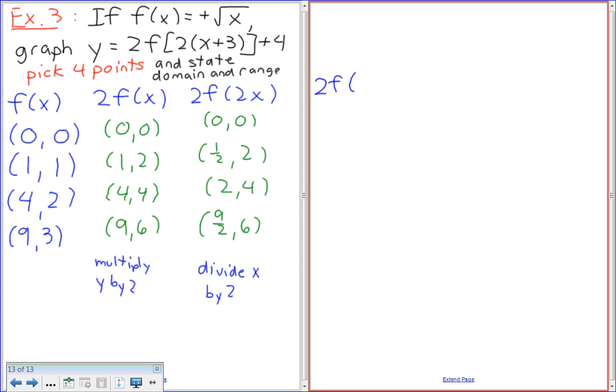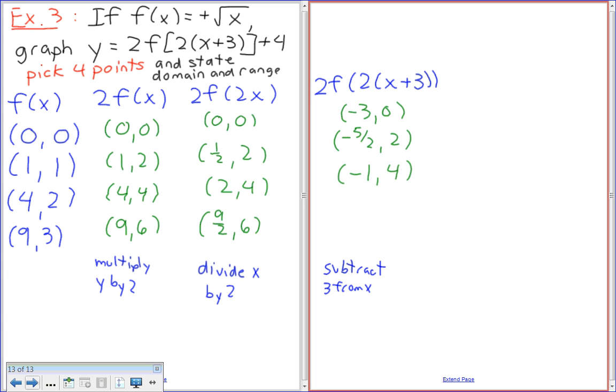2f of 2x plus 3. Brooke, what does that x plus 3 mean, please? Right on. So that turns into negative 3 and 0. What is that? Negative 5 over 2, 2, negative 1 and 4, and 3 over 2 and 6. Is that right? I think so.